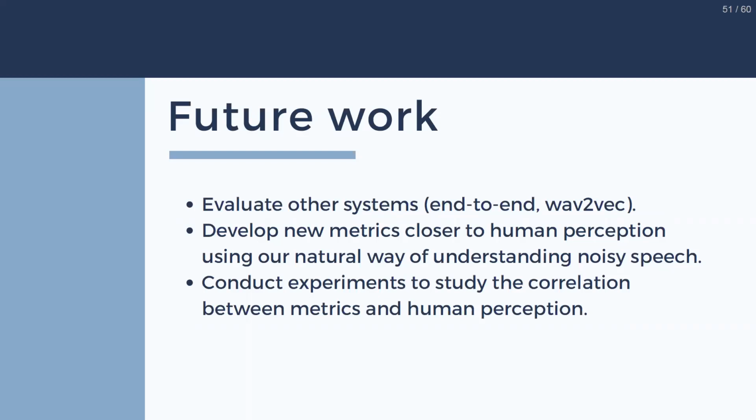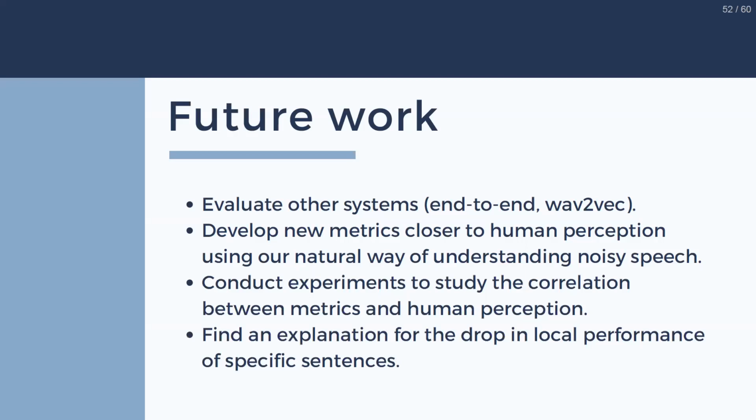We would also like to conduct perceptual experiments on the errors made by automatic speech systems, because it would be useful to study the correlation between metrics and human perception, and it might help to choose a metric and choose a system if we want the transcription to be read by humans. And also an idea of future work is to find an explanation for the drop in local performance of specific sentences. We don't really know why they don't work well, and it would be interesting to study the reason.